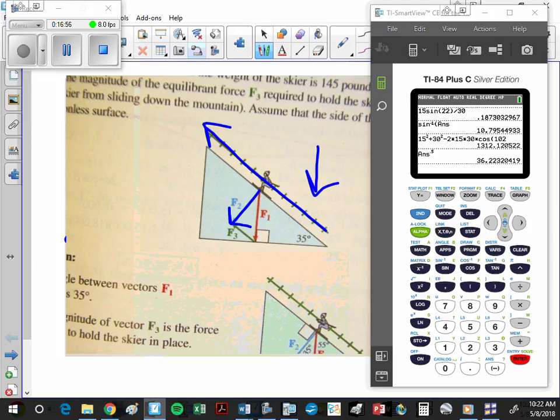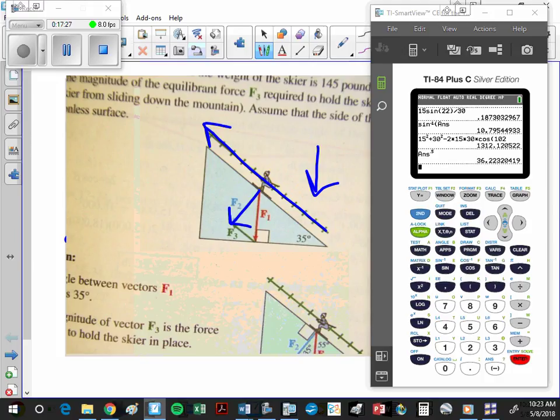It's the equilibrium force. Where is the balance? So it wants to know, how hard does the rope need to pull in order to keep the skier in the same place? If it pulls too hard, what will happen? He goes up the hill. If it doesn't pull hard enough, he slides down the hill. And then, of course, assume that the side of the mountain is a frictionless surface. Because, yeah, ideal. We like to deal with the ideal.